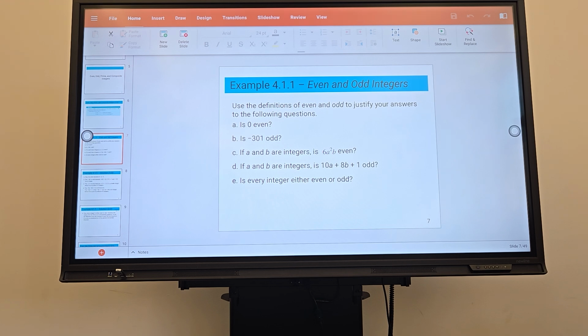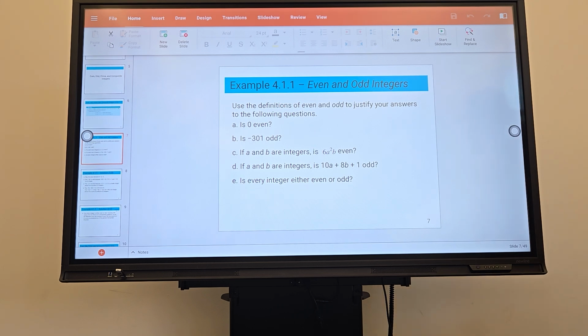If a and b are integers, is 6a squared b even? Yeah, because you factor out a 2 and it leaves you with 3a squared b, and 3a squared b is an integer because multiplication is closed on integers, so it's 2k, so it's an even number.